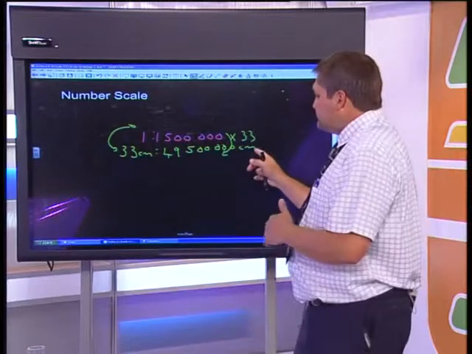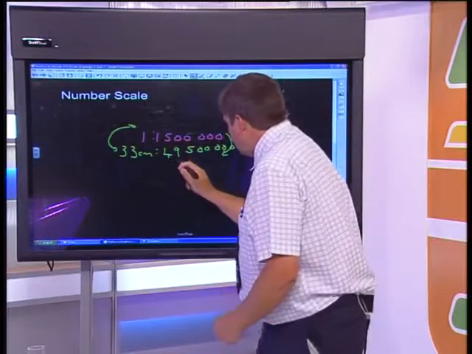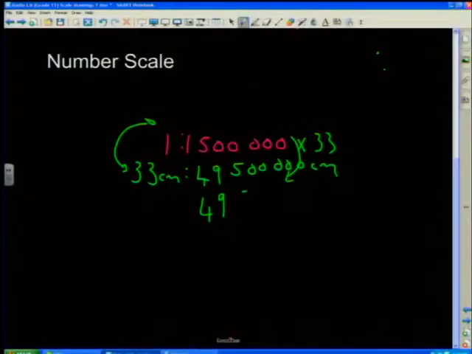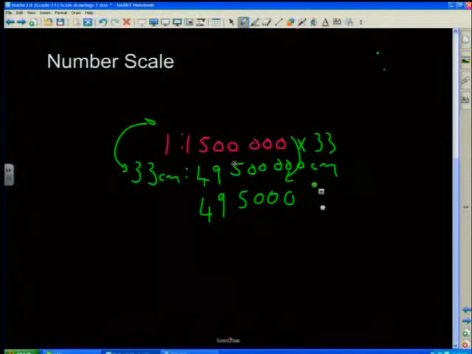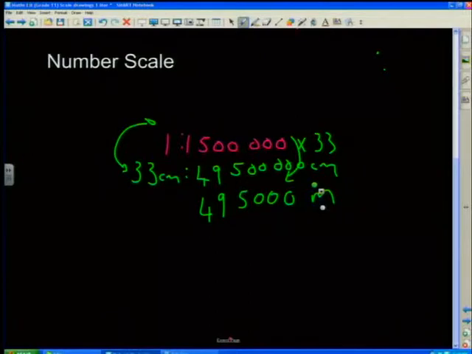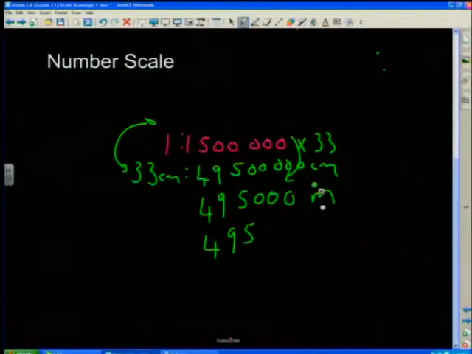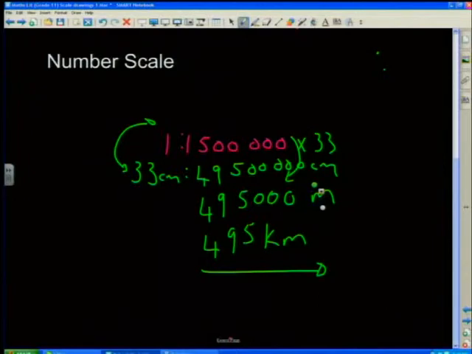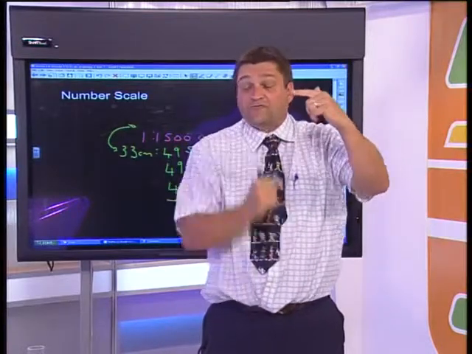Now, how many centimeters are in a meter? There are 100. Agreed? So let's knock off 100 here, or divide by 100, and we're going to say now, what do we have? We now have 495,000 meters. Okay? I've lost my pen. I found it again. Now, how many meters in a kilometer? There are 1,000. So if I divide by 1,000, I'm going to land up with a distance of 495 kilometers. That's how far Joburg is from Durban.